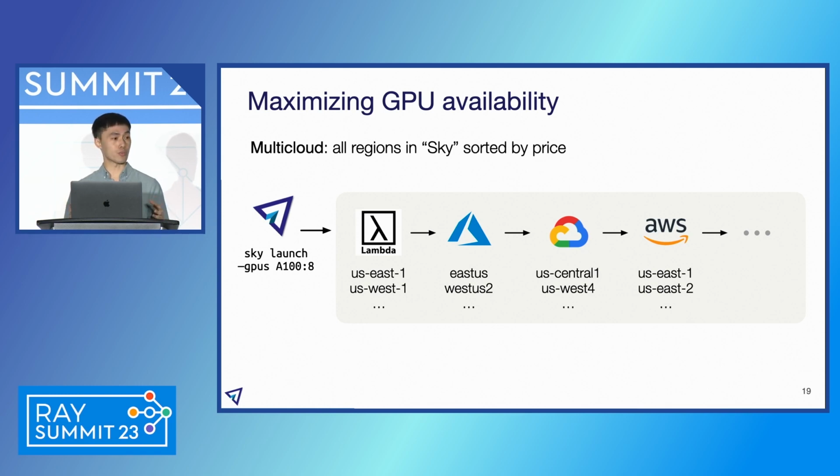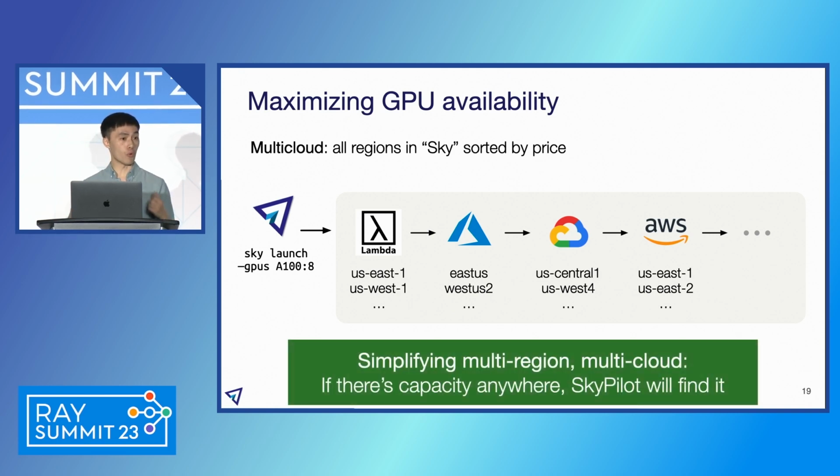What we do is we take all the regions the organization has access to, and we sort them by price. This picture here is showing a possible failover sequence utilizing 4 clouds. As you can see here, we really believe this dramatically simplifies using multiple clouds. The more clouds you give to SkyPilot, the more powerful it becomes, because if there's capacity anywhere in the search space, SkyPilot will automatically find it.